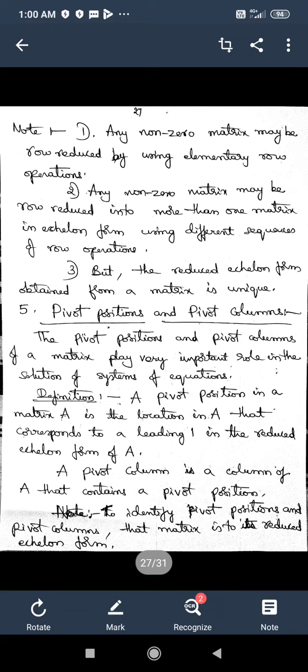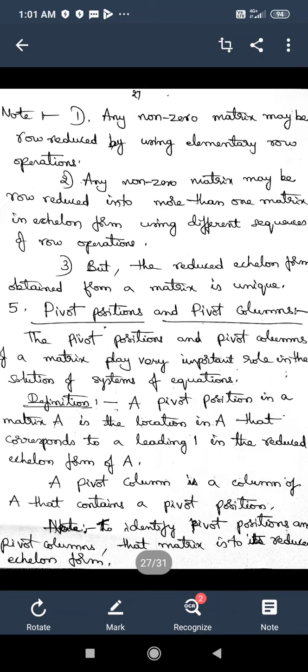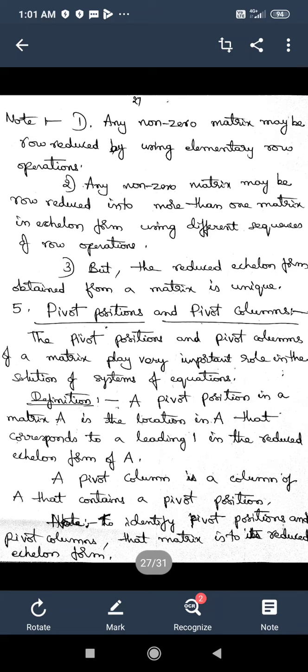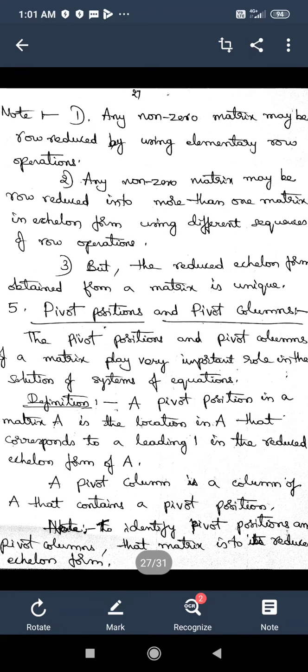The pivot positions and pivot columns of a matrix play a very important role in the solution of systems of linear equations. The definition goes like this. A pivot position in a matrix A is the location in A that corresponds to a leading 1 in the reduced echelon form of A. That is, in which column and in which row the position is, that location is known as the pivot position in the matrix A.